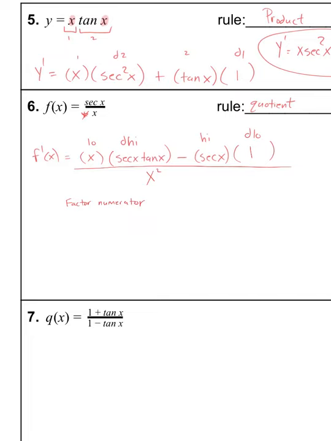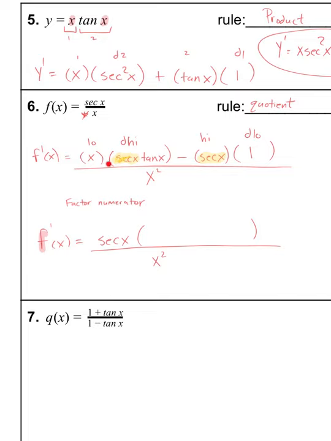What's common to each side? Well, I see a secant of x on each side of that numerator. Okay, so it's going to look like this. You're going to put the secant of x out front, and you're going to rewrite that numerator. We're going to leave the denominator alone.